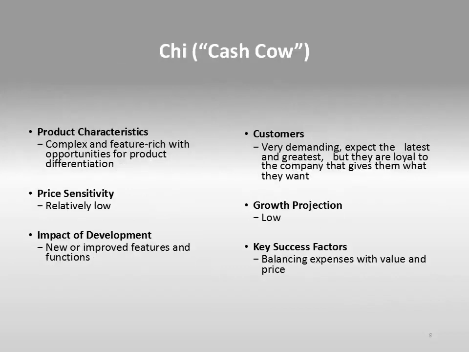Chi seems to have the characteristics of the Boston Consulting Group cash cow. It has a high margin, it's making a lot of money for the company, and because of the low growth projection, it really doesn't require that much of an increase in capital expenditure. So we're expecting Chi to make a lot of money for your company.